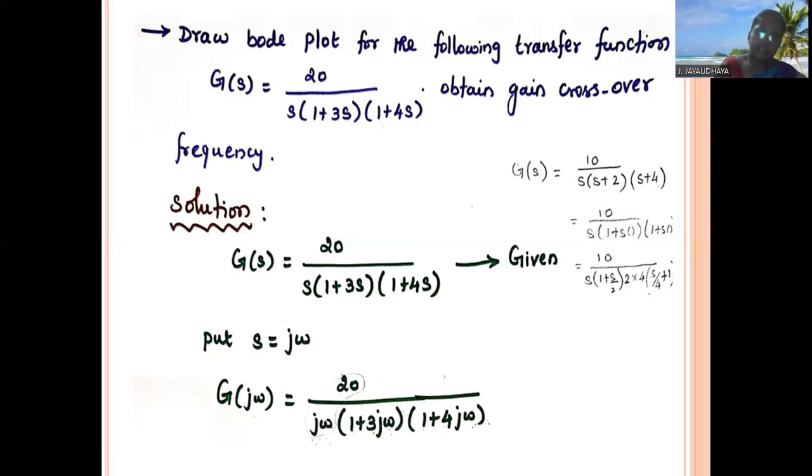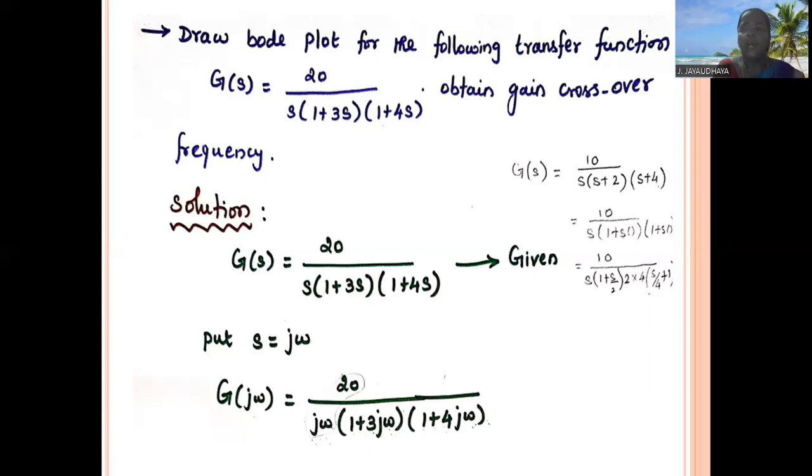The next step is to substitute s is equal to j omega. Wherever we have s, in that place we substitute j omega. Therefore G of j omega is equal to 20 divided by j omega into (1 plus 3 j omega) into (1 plus 4 j omega). Then, what is the third step? You have to find out your corner frequency. The first three steps are very important.